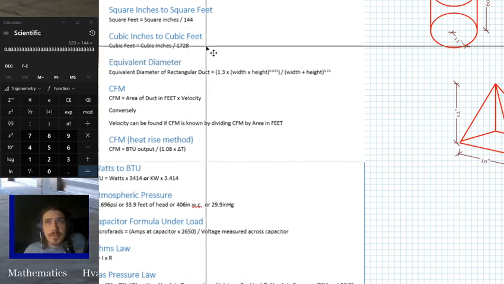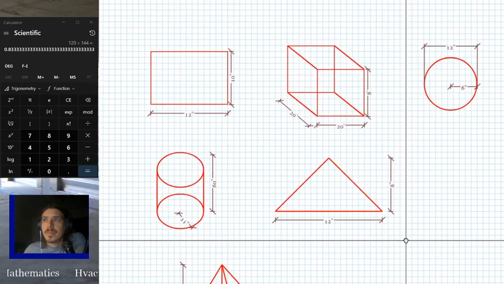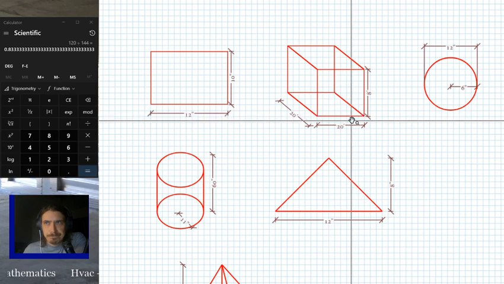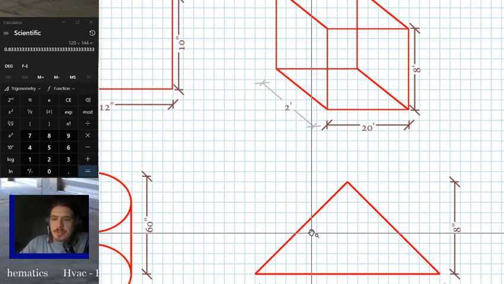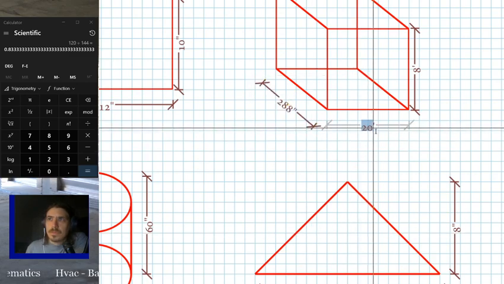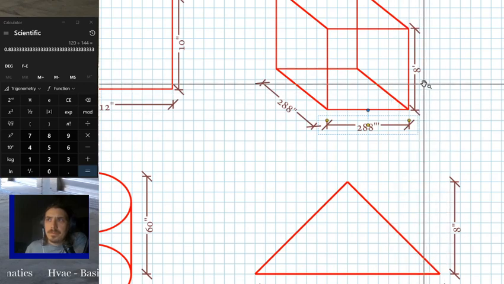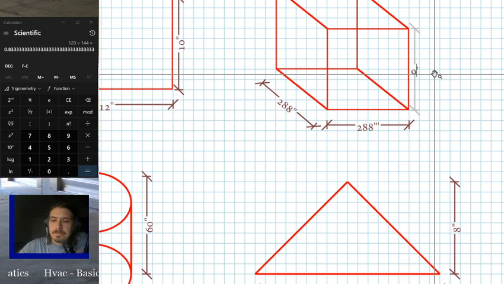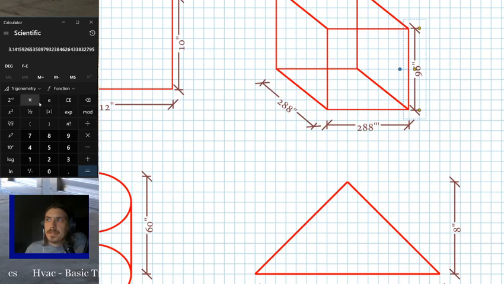Cubic inches to cubic feet doesn't come up very often, but in case you need to do it, if you had a room, we can go back to that other room we made over here. Say we had these measurements in inches. So 20 feet would be 288 inches, right? 8 feet, 96 inches. So that's the measurement we had. We did all our measurements in inches for some reason.